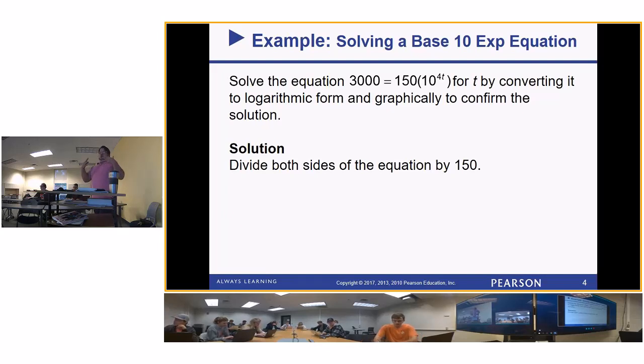Now, when you're doing equations with logs, there's two ways to do them. One, take the log of both sides. The other is the definition of a logarithm. How do you know the difference?